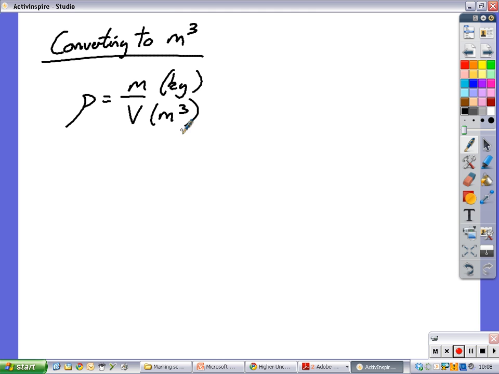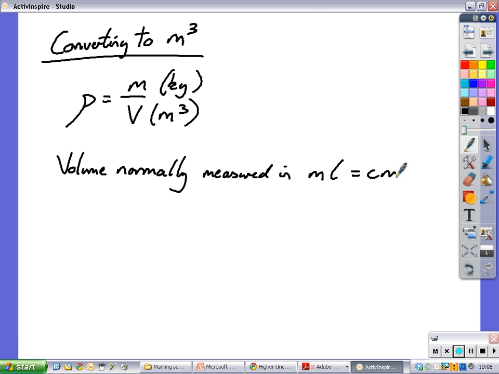Okay? So volume, normally, if you're measuring using a measuring cylinder, in milliliters or litres of some sort, which also equals centimetres cubed. But there's a way of converting between centimetres cubed and metres cubed. So get it into millilitres first, and then make that equal to centimetres cubed.